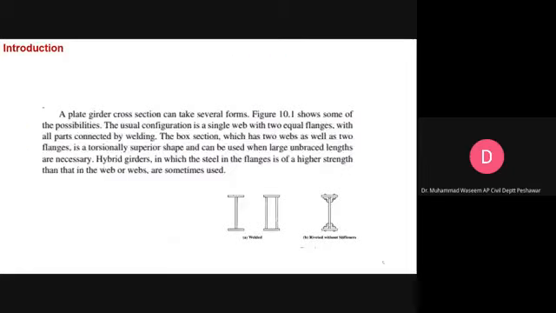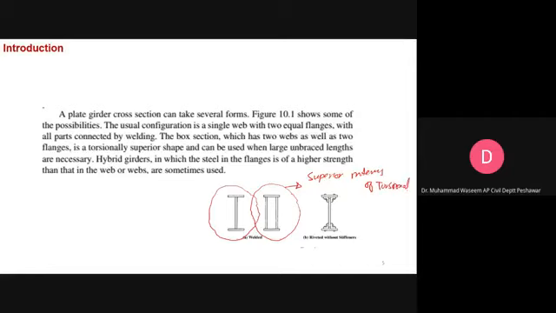So a plate girder is a cross section, and there are different forms of plate girder. The most widely used plate girder shape is this I shape. Other than this I shape we also have this box shape. These box shapes have more torsional strength. You can see that these boxes are superior to these I shaped girders in terms of torsional capacity.